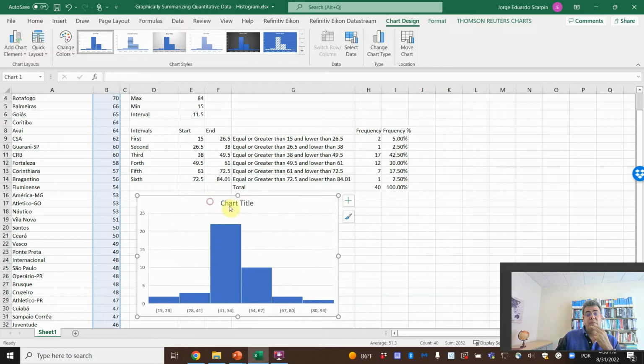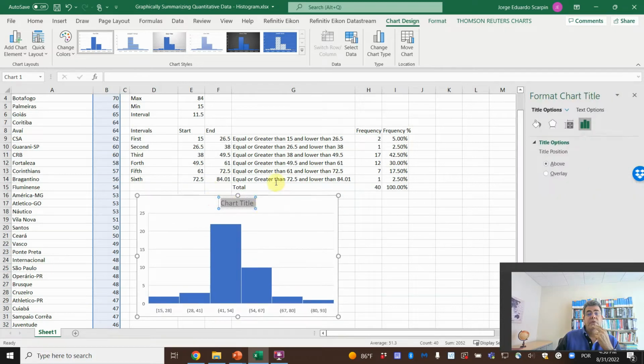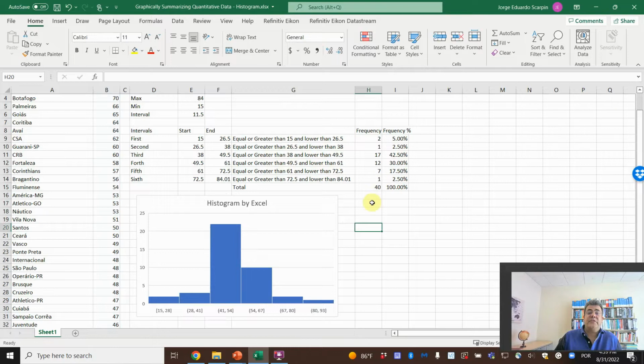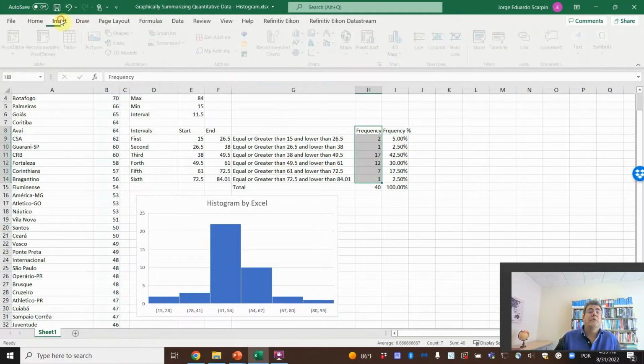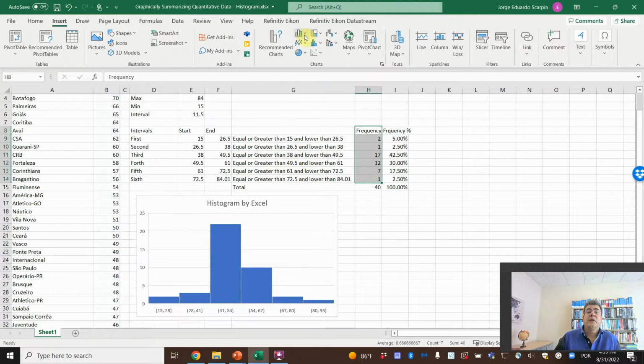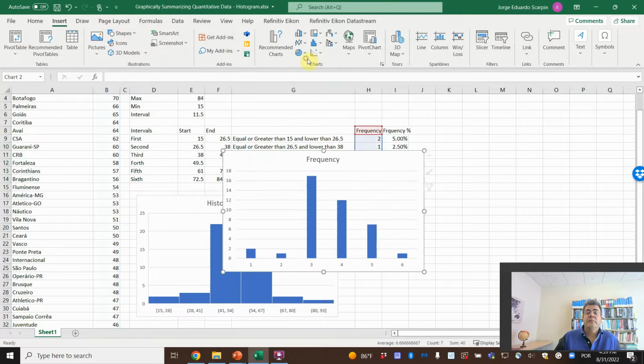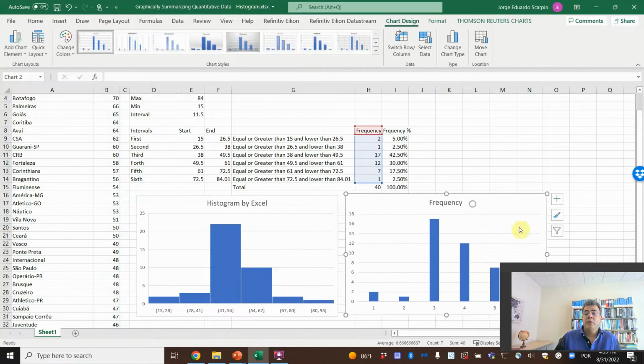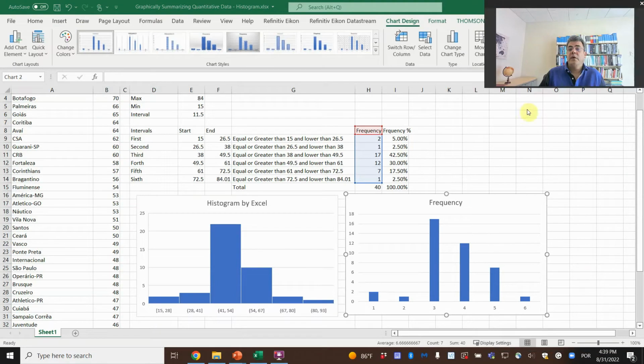So let's move it here. Share title, histogram by Excel. And let's create ours and see if there is any difference. Frequency here, not the total. Insert, column, here. Okay. How do we do just like this one?